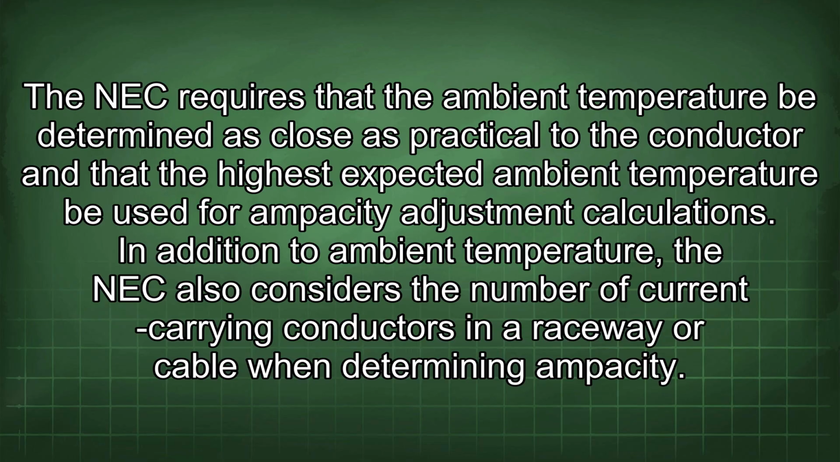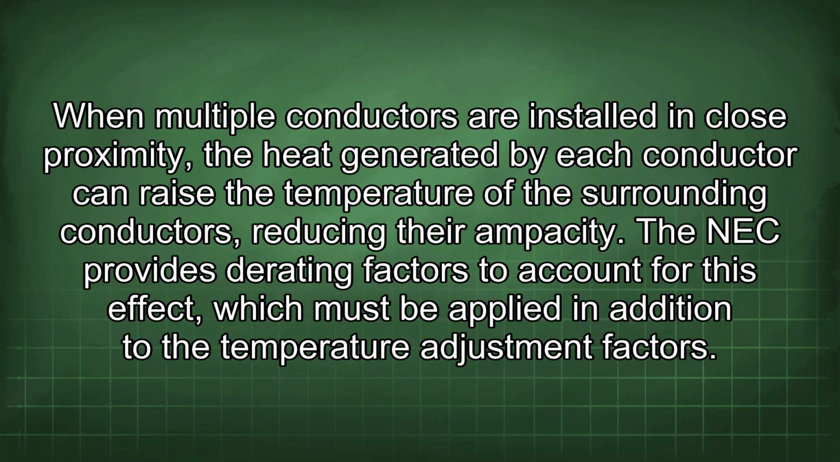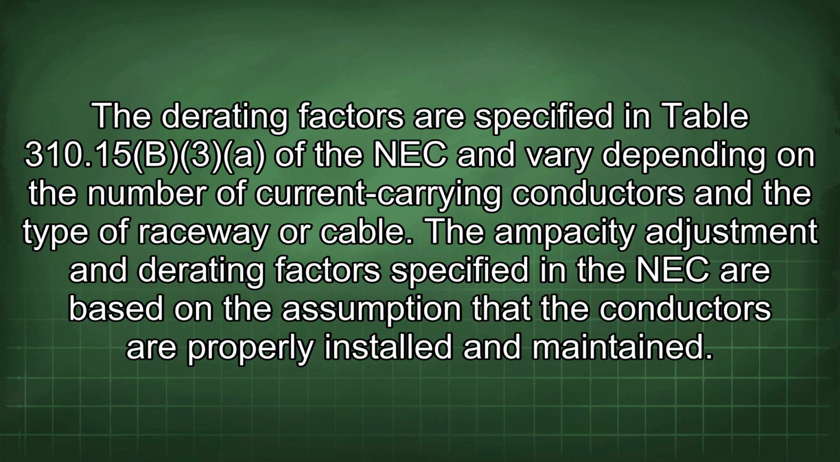In addition to ambient temperature, the NEC also considers the number of current-carrying conductors in a raceway or cable when determining ampacity. When multiple conductors are installed in close proximity, the heat generated by each conductor can raise the temperature of the surrounding conductors, reducing their ampacity. The NEC provides derating factors to account for this effect, which must be applied in addition to the temperature adjustment factors. The derating factors are specified in Table 310.15(B)(3) of the NEC and vary depending on the number of current-carrying conductors and the type of raceway or cable.